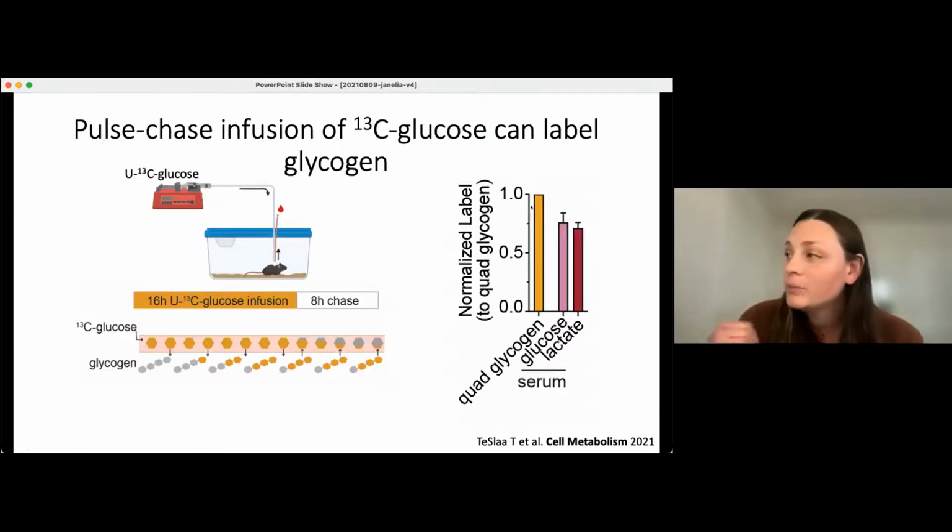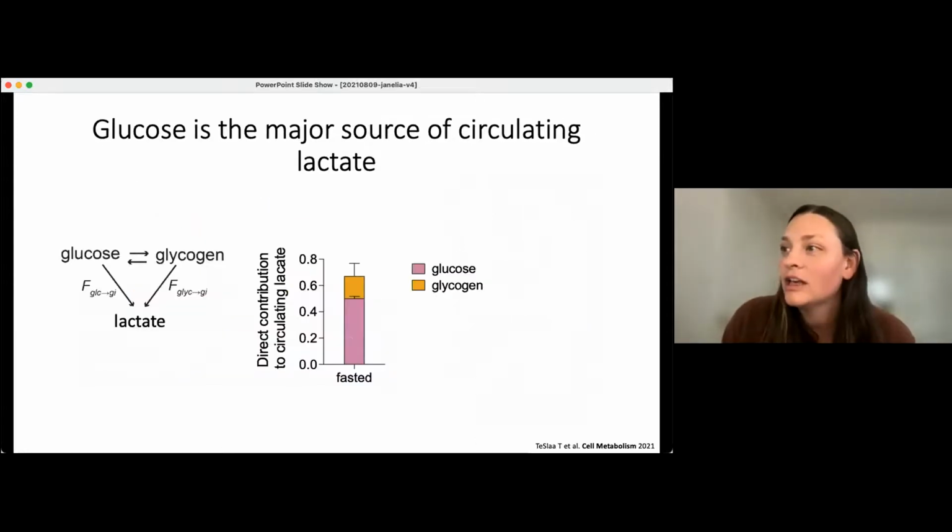But we have prior knowledge that in our short glucose infusions, when we infuse glucose and glycogen is not labeled, we have about 55% of lactate labeled relative to glucose. So we can use the information from these two infusions to actually calculate the fraction of lactate that comes from each of these sources. And so what we find is that around or a little bit more than 50% of circulating lactate comes from glucose, and a smaller but substantial fraction also comes from glycogen in the tissue.